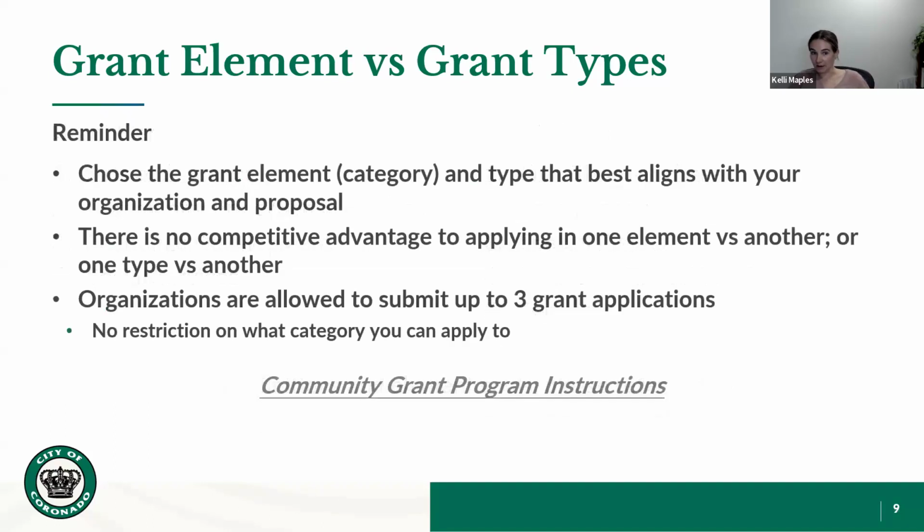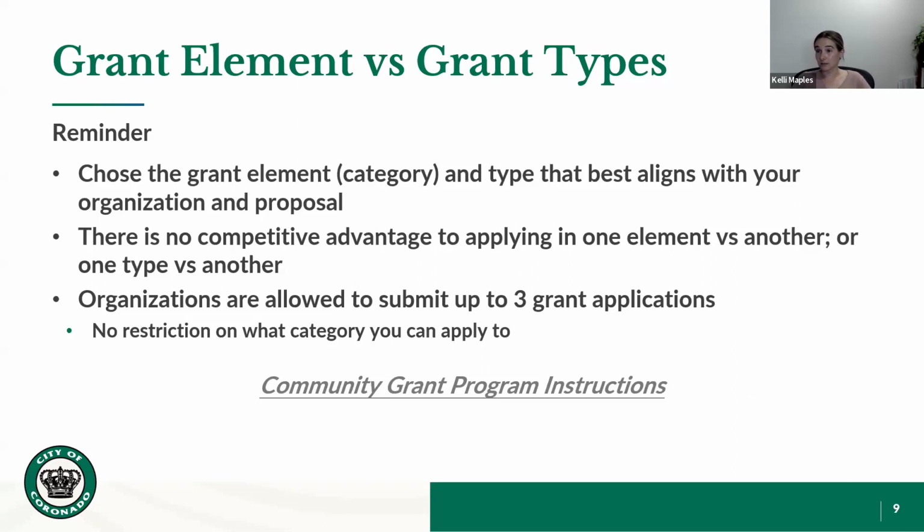So kind of to expand on that, choosing the grant elements or the category is more important because you want to choose one that best aligns with your organization and your proposal. I do want to mention that there is no competitive advantage to applying in more than one element or in one versus another or one type versus another. So we really just have these elements here to kind of help guide you, and whatever best aligns with your purpose and mission and proposal, that's where you should apply under.